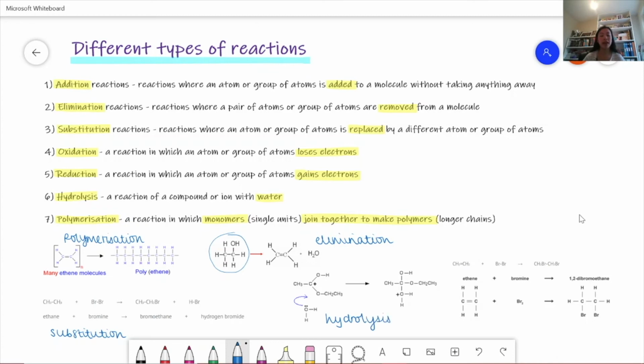And then finally, we have a reaction where we have ethene and bromine. And what's happening is that we're adding bromine to it. And so this is an addition reaction.